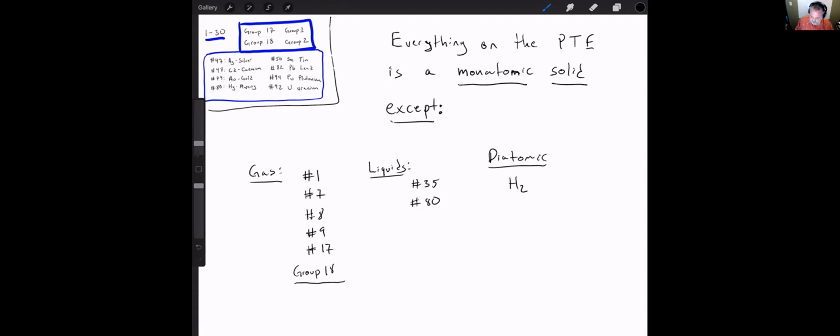So H2 is one exception. O2 is one exception. N2 is another exception. All of the halogens, F2, Cl2, Br2, and I2, they're molecules as well. What else? There's only two other things that you find on the periodic table that are not monatomic. However, they are not diatomic either.